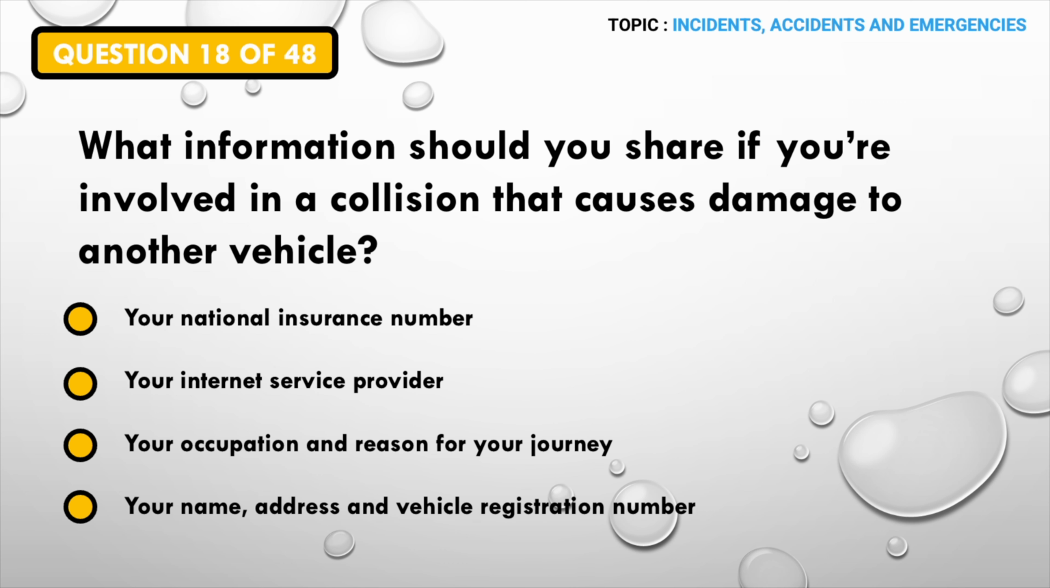What information should you share if you're involved in a collision that causes damage to another vehicle? Your national insurance number. Your internet service provider. Your occupation and reason for your journey. Your name, address and vehicle registration number.